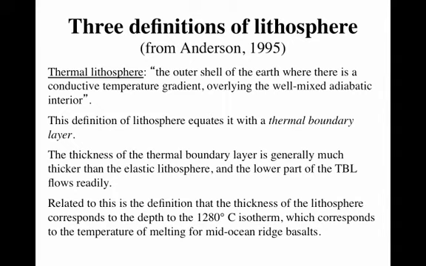There are three definitions of lithosphere. We have a thermal definition of the lithosphere, that is the outer shell of the Earth where there's a conductive temperature gradient overlying a well-mixed adiabatic interior that is controlled by convection. So that equates lithosphere with a thermal boundary layer. The thickness of that thermal boundary layer is generally thicker than the elastic lithosphere, and the lower part of the thermal boundary layer flows readily.